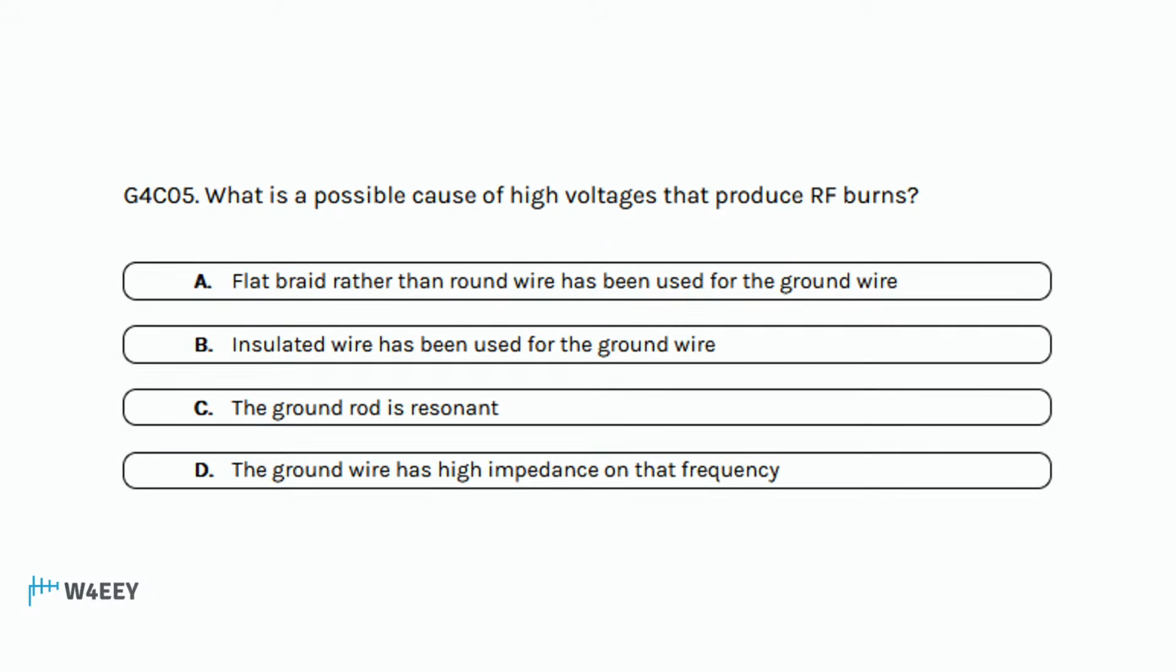What is the possible cause of high voltages that produce RF burns? It's the ground wire. Yeah, very good. It has a high impedance on that frequency. You're keeping up. That's good.